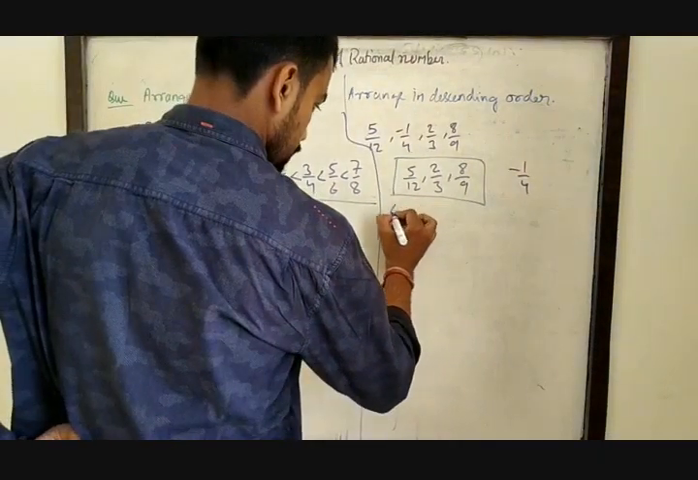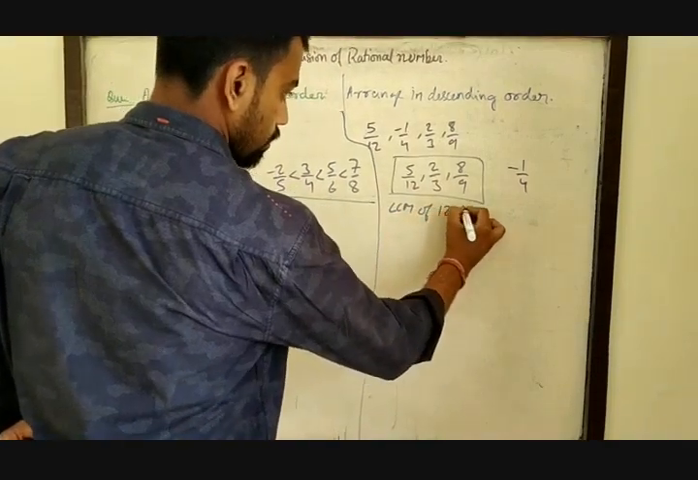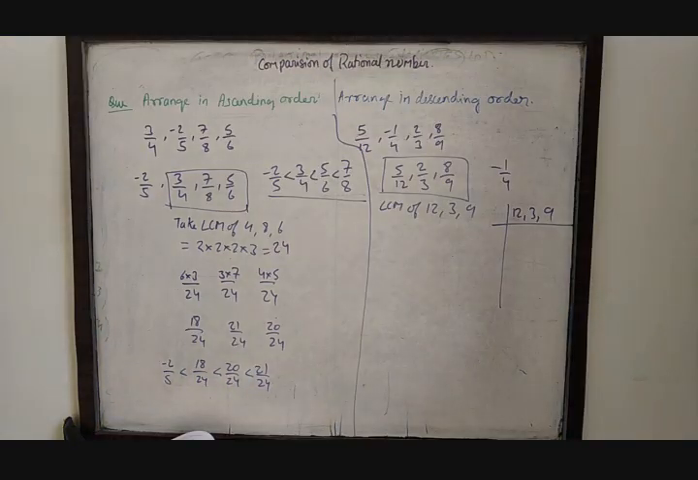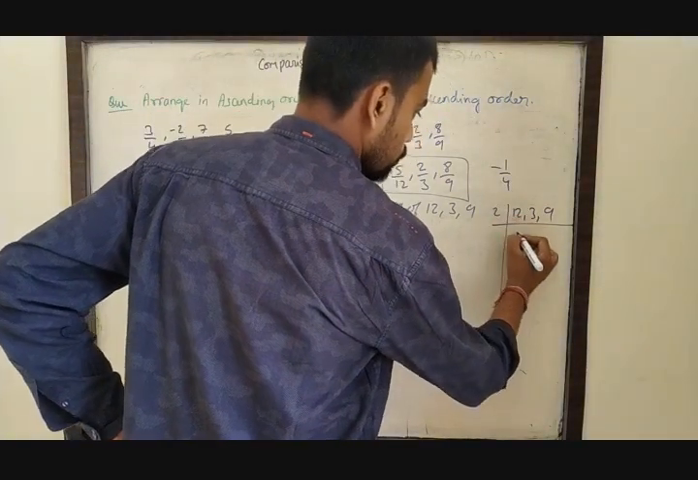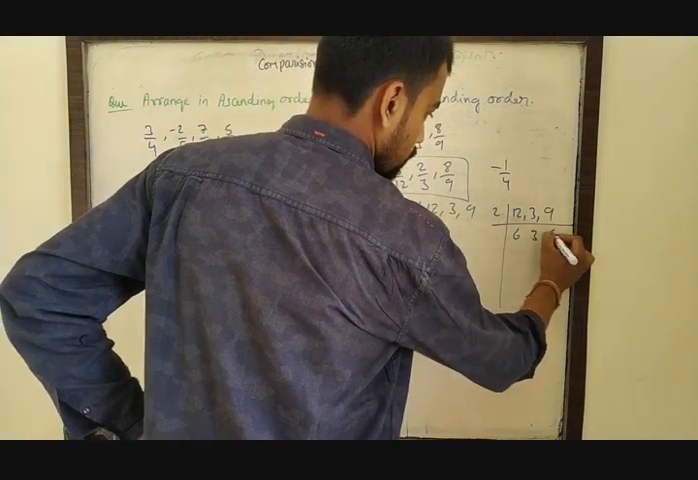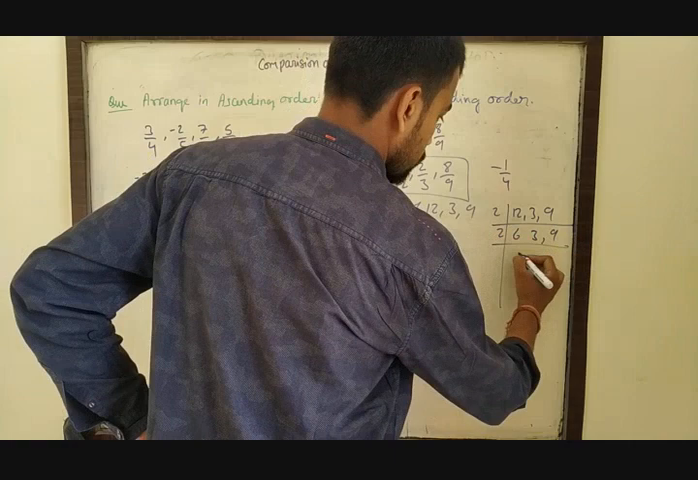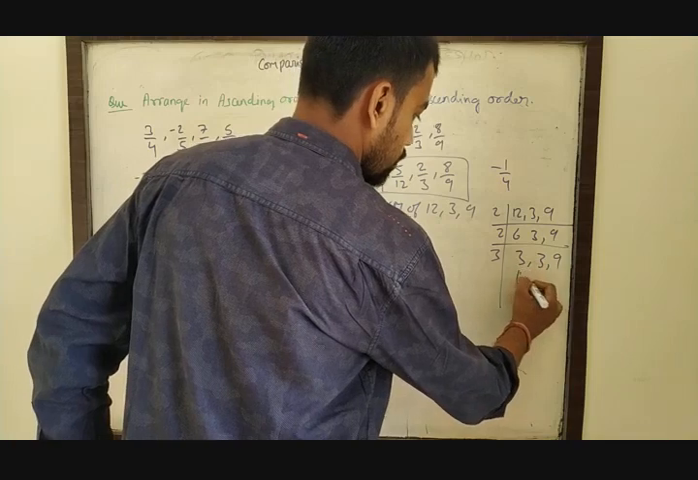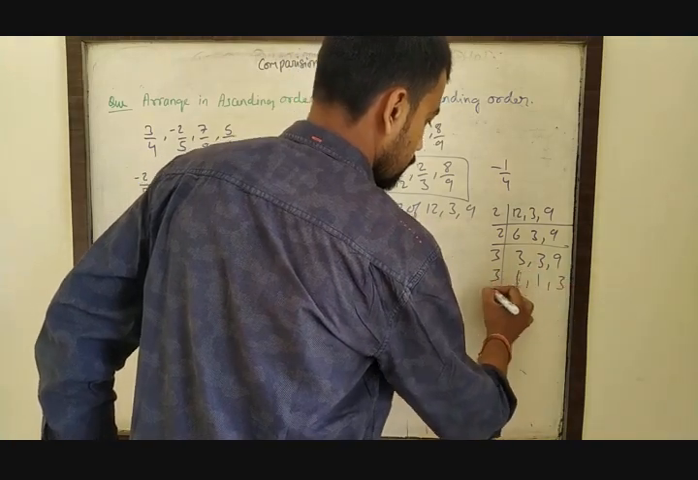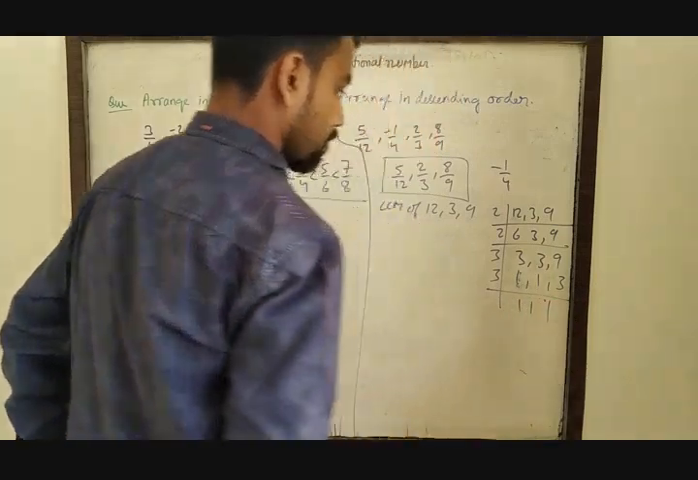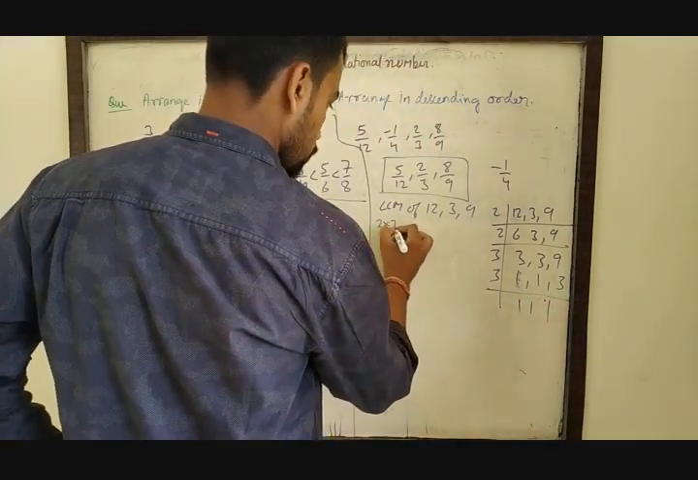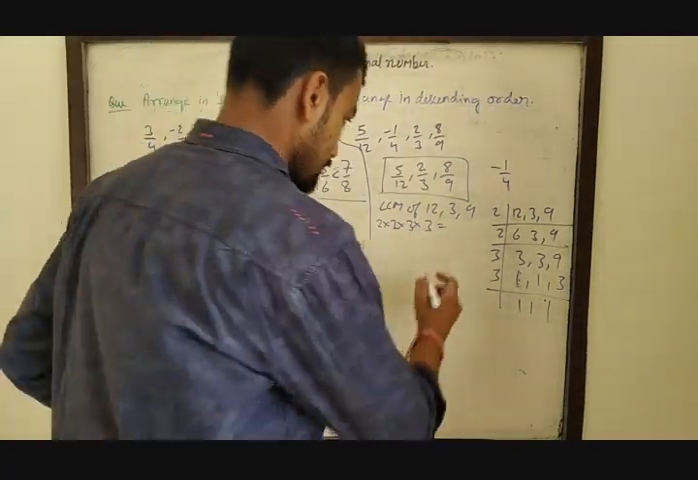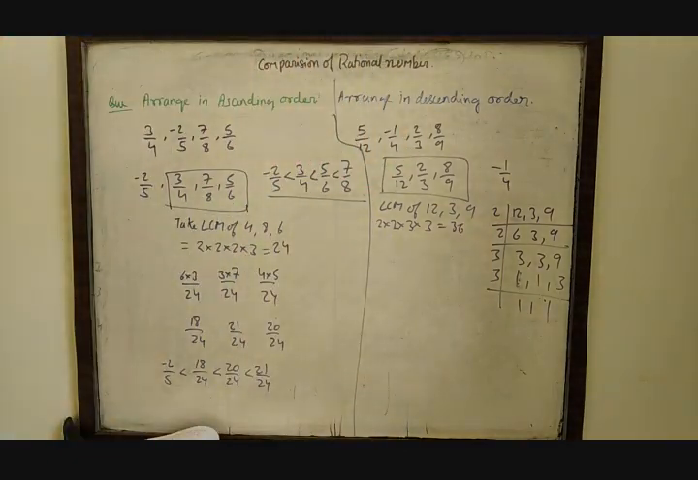Take the LCM of 12, 3 and 9. Divide by 2: 6, 3 and 9. Again 2: 3, 3 and 9. Then 3: 1, 1 and 3. Then 3: 1, 1, 1. So the LCM will be 2 into 2 into 3 into 3, which is 36.